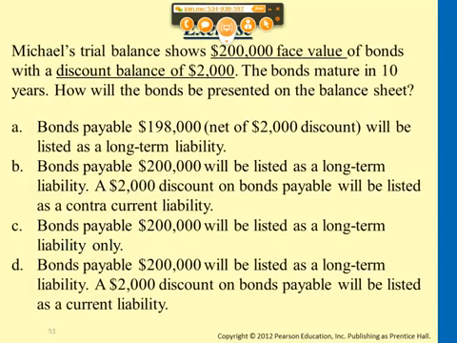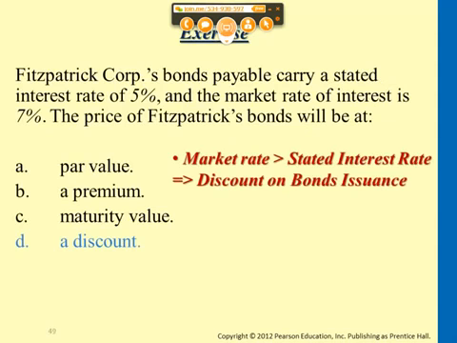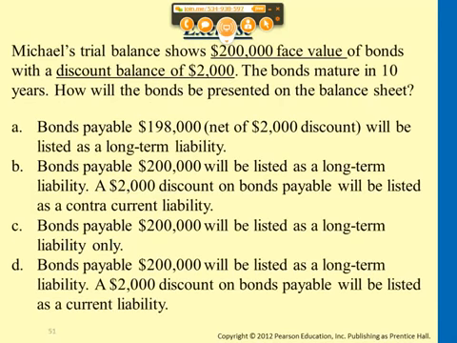Okay, next one here. Let's say, well, the problem didn't tell you the maturity value. So if it's 500,000, then it's 500,000. Okay. So Michael's trial balance shows 200,000 face value. This is the maturity value, the par value for the bond, and it tells you with a discount balance of $2,000. Let's say the bond matures in 10 years. How will the bonds be presented on the balance sheet?